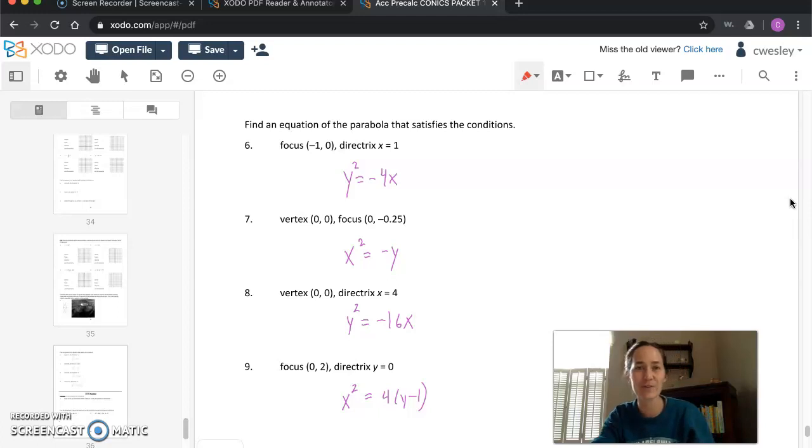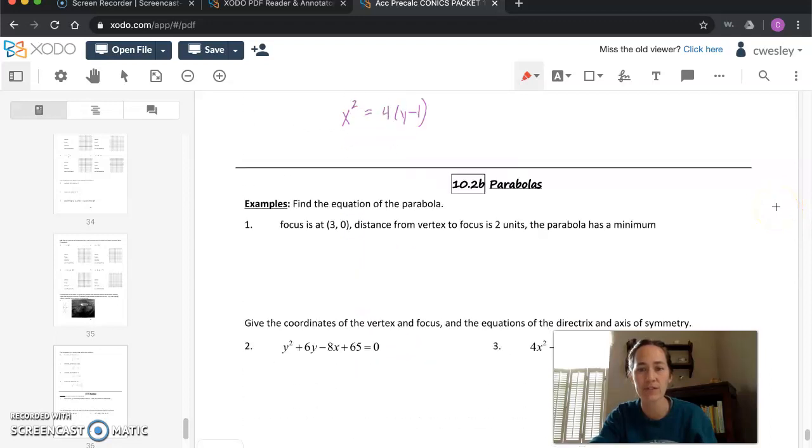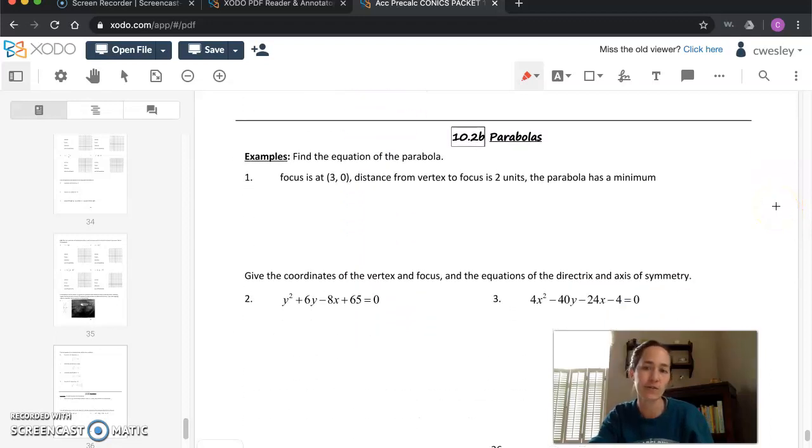I am losing track of it, but I think we're already on Parabolas Day 3. So let's get to it. We are on the Conics Sections packet, page 36, and we're about to look at the bottom of it. I'm going to scroll down to where it says 10-2b down here, so we can look at a few examples.